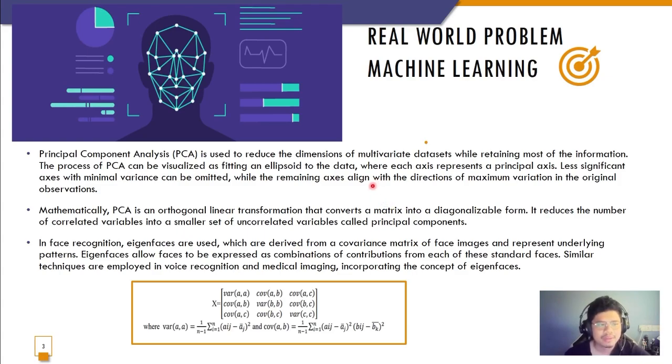So in math terms, PCA is an orthogonal linear transformation that converts a matrix into diagonalizable form. It can reduce the number of correlated variables into a smaller set of uncorrelated variables called principal components. For example, in face recognition, eigenfaces are used, which derive from a covariance matrix of face images underlying that represent the pattern.